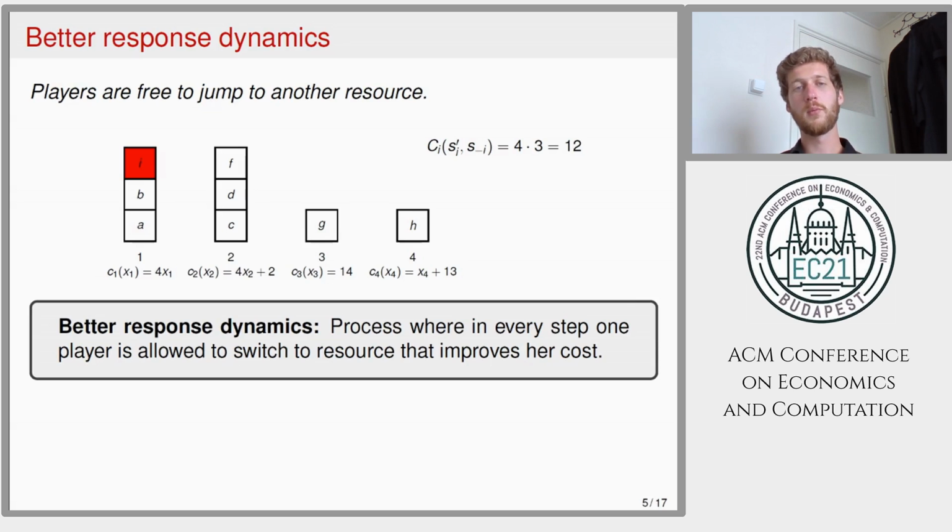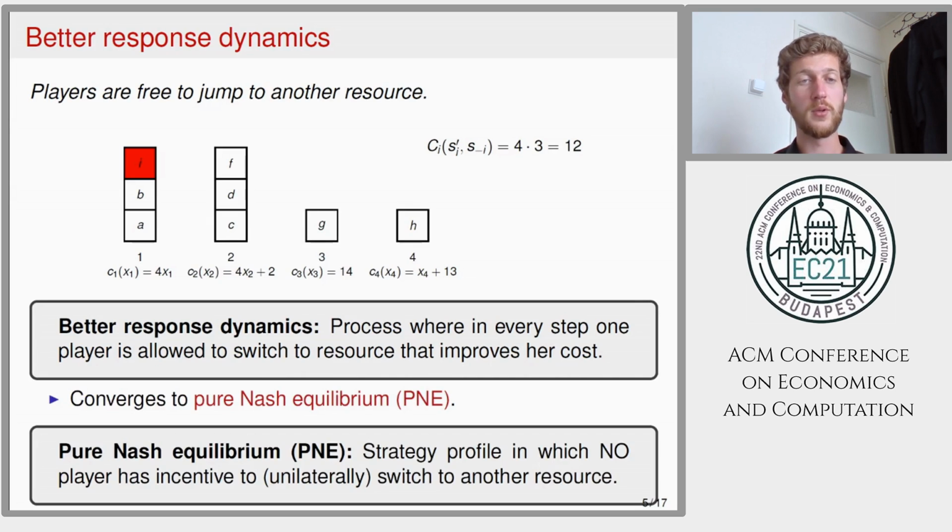Okay, so a bit more formal. Better response dynamics is the process where in every step one player is allowed to switch to a resource that may improve her cost. And it is well known that this dynamics converges to a pure Nash equilibrium, which is a strategy profile in which no player has an incentive to unilaterally deviate to another resource. So the players have spread out in such a way that no player has an incentive to move elsewhere.